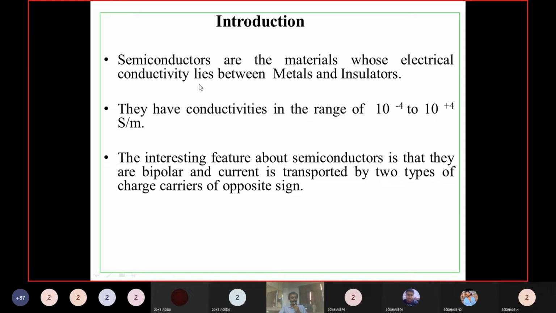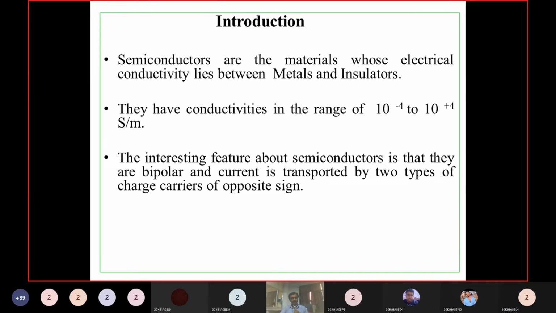So what is the conductivity? Conductivity means the ability of a material to conduct the electrons through it. Once again I will repeat, conductivity is nothing but the ability of a material to conduct the electrons through it. That is called conductivity. So, understood what is the conductivity?